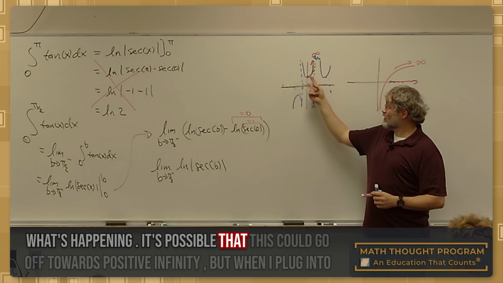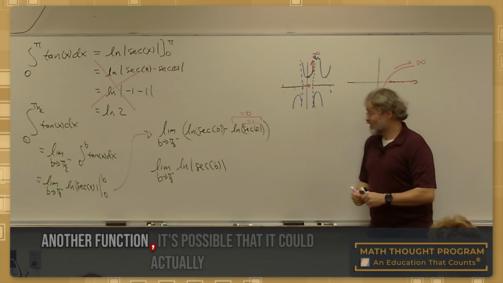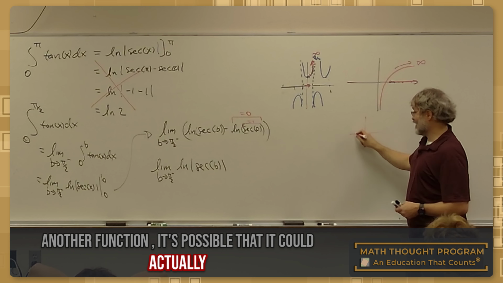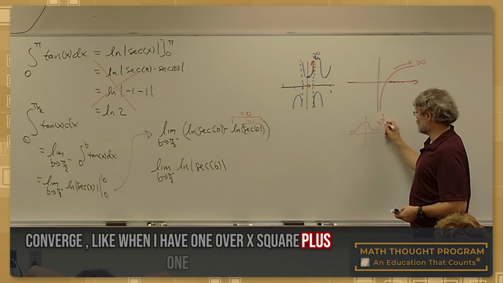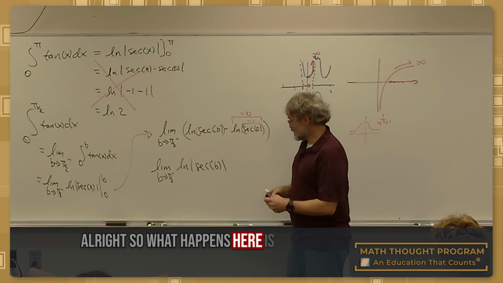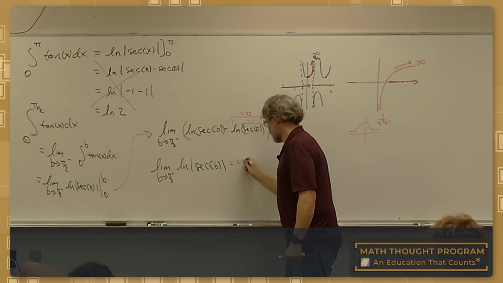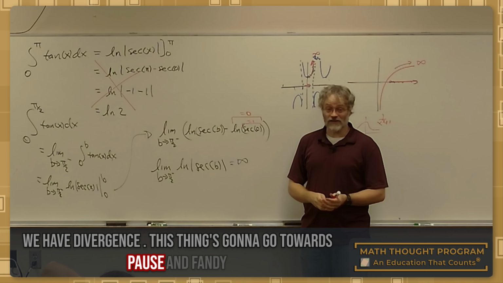It's possible that this could go off towards positive infinity, but when I plug into another function, it's possible that it could actually converge, like when I have 1 over x squared plus 1. All right, so what happens here is we have divergence. This thing's going to go towards positive infinity.